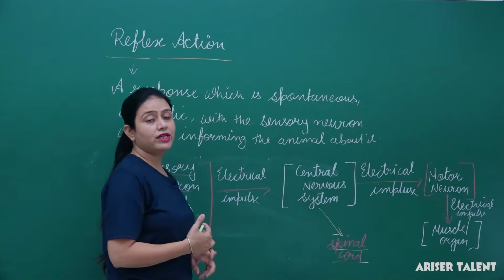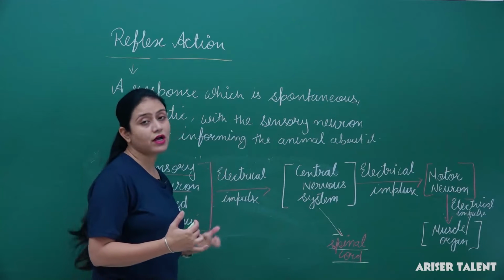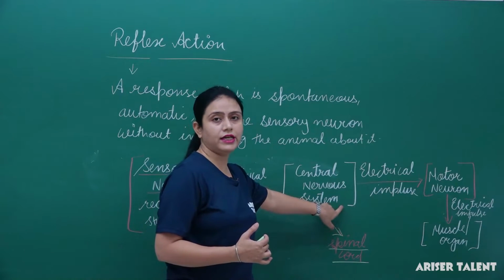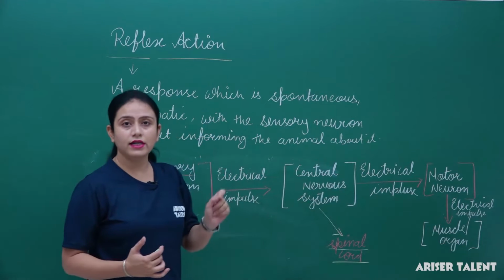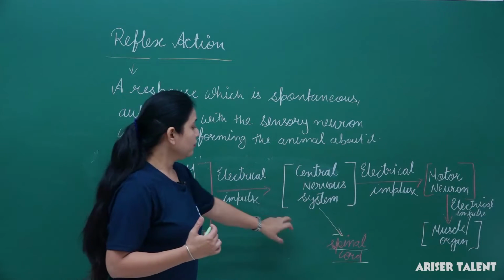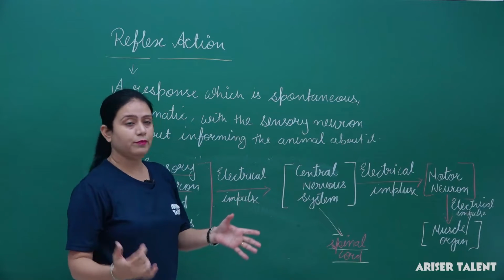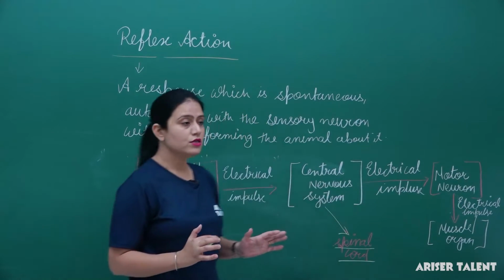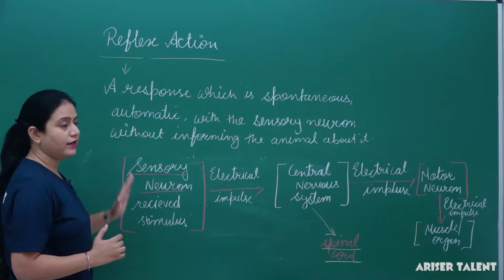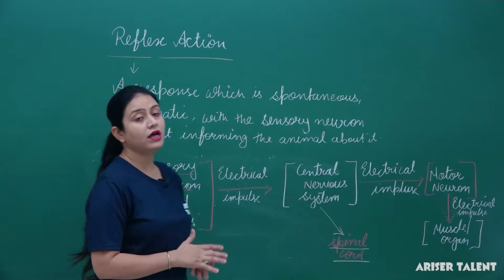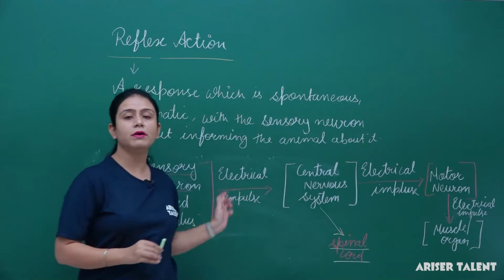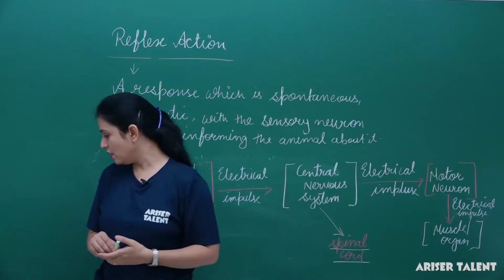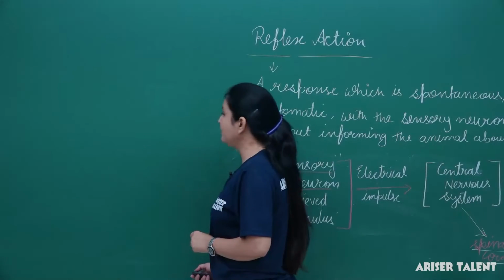Now as I told you, there is a relaying neuron. So what is the function of the relaying neuron here? The relaying neuron works as a connective link between the sensory neuron and the motor neuron. Clear? So all the neurons are clear here. Now we will talk about the reflex arc. This is all about the reflex action. Now we will talk about the reflex arc. What is a reflex arc?